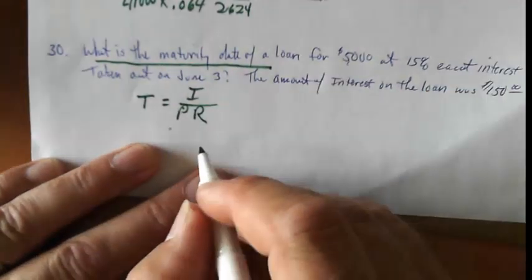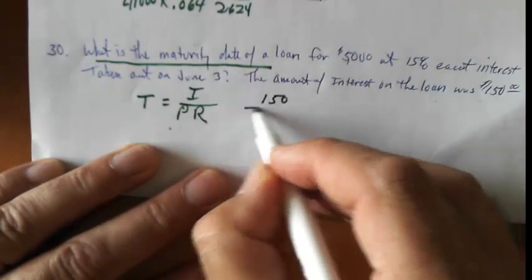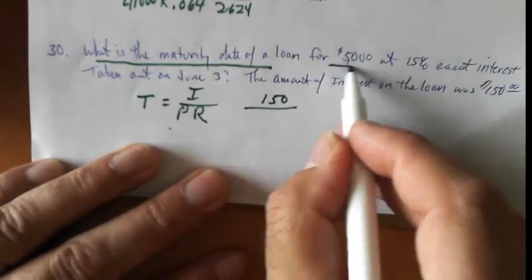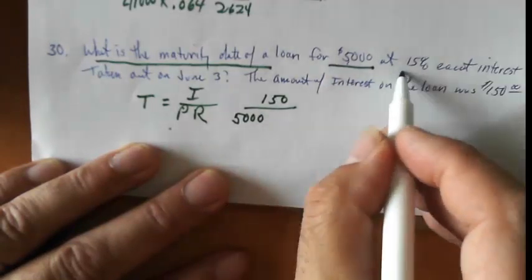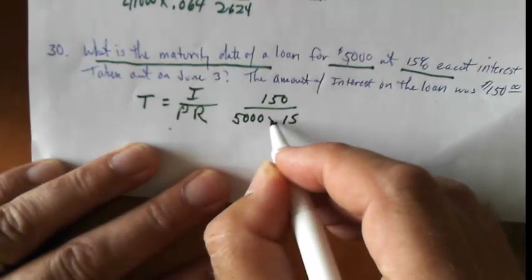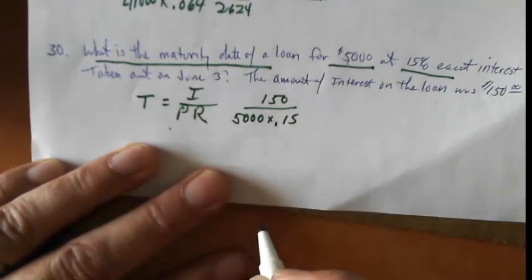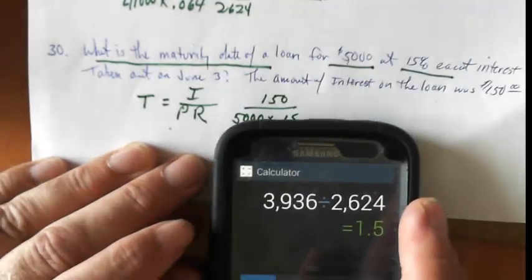So let's fill in what we know here. The amount of interest was $150. Okay, the principal was $5,000, and it was at 15%. And we're going to change that over to a decimal. All right, so there's our setup. So that isn't too bad. So let's get our bottom number here.